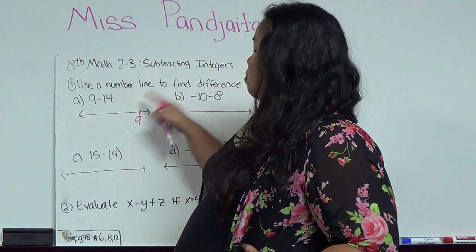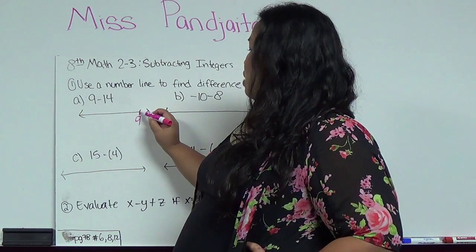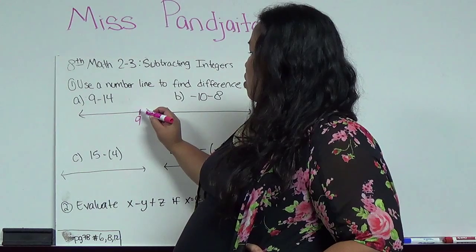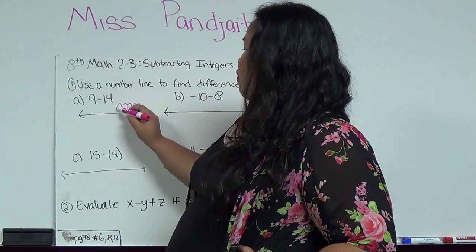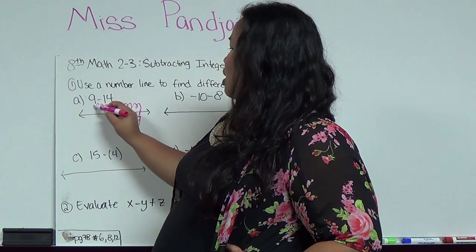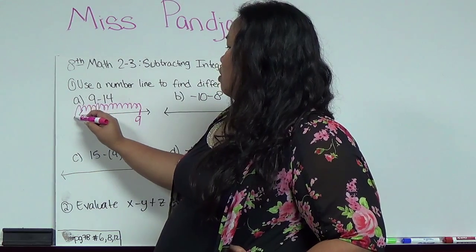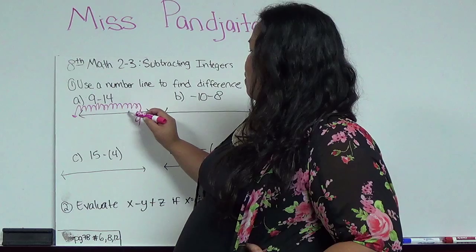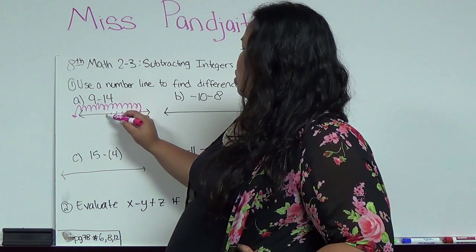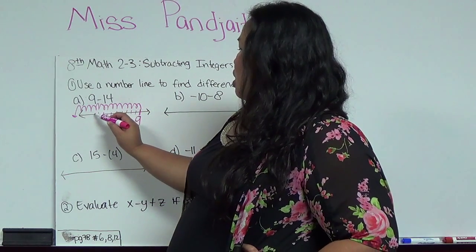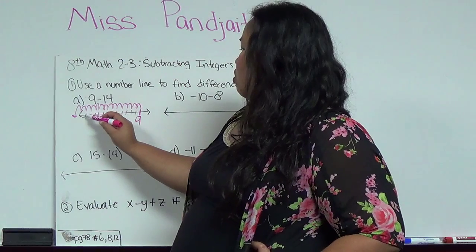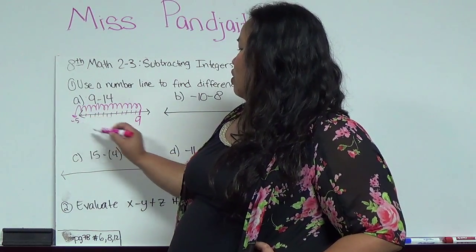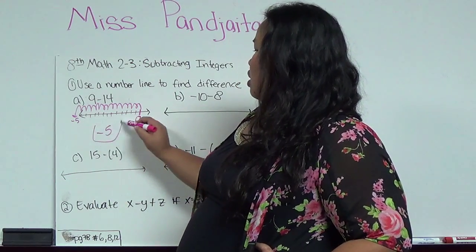So it's similar to what we did last section. We're going to do -14. So 1, 2, 3, 4, 5, 6, 7, 8, 9, 10, 11, 12, 13, 14. So this is 8, 7, 6, 5, 4, 3, 2, 1, 0, -1, -2, -3, -4, -5. So our answer is -5.